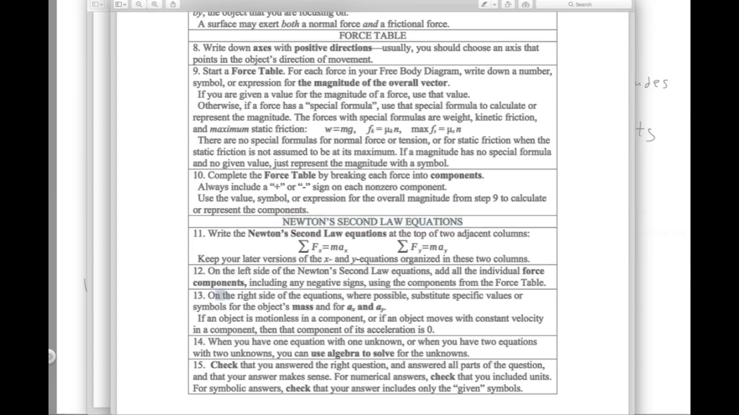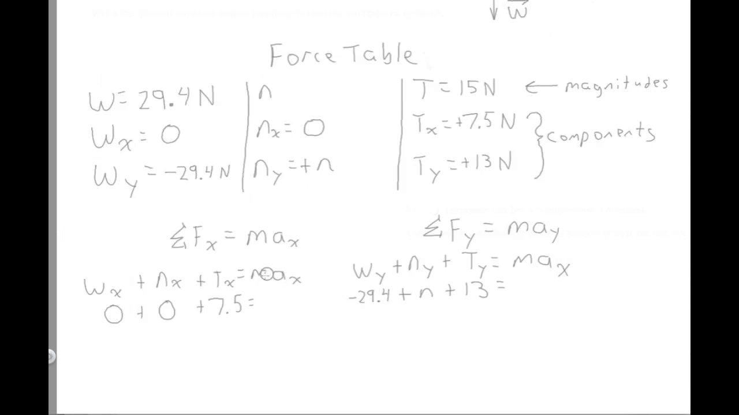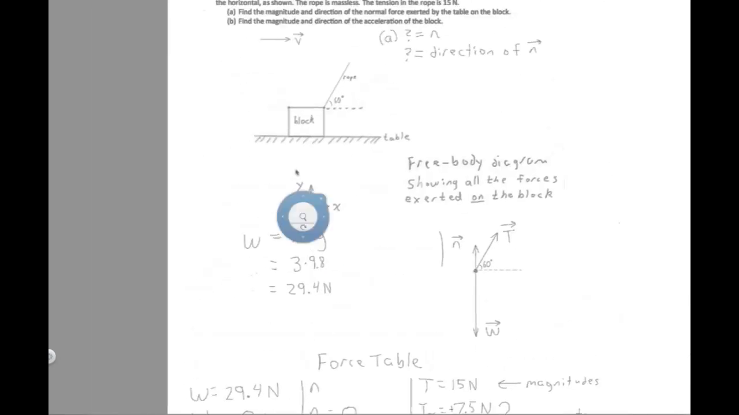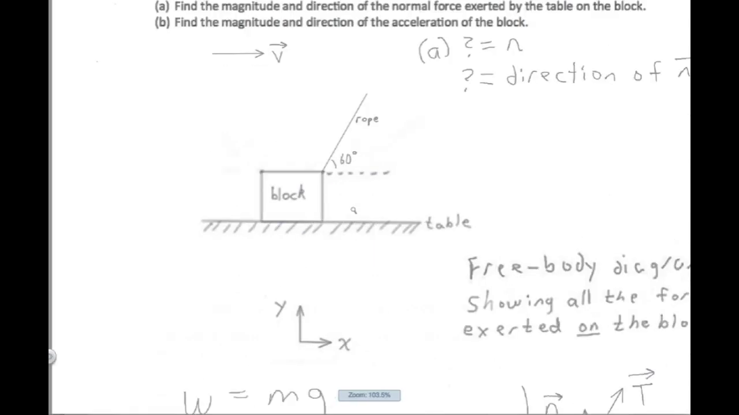Now in our next step, we should substitute into the right sides of our equations. What can we plug in for the mass? That was given in the problem. It's a 3 kilogram mass.